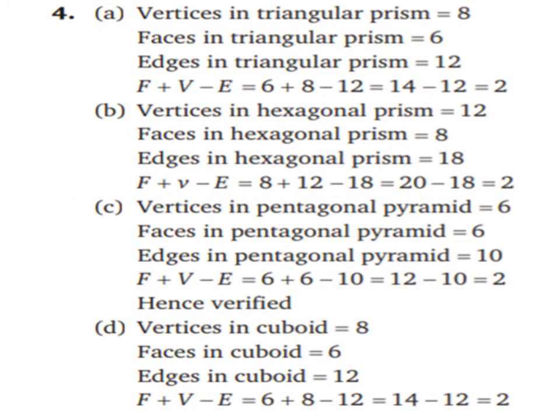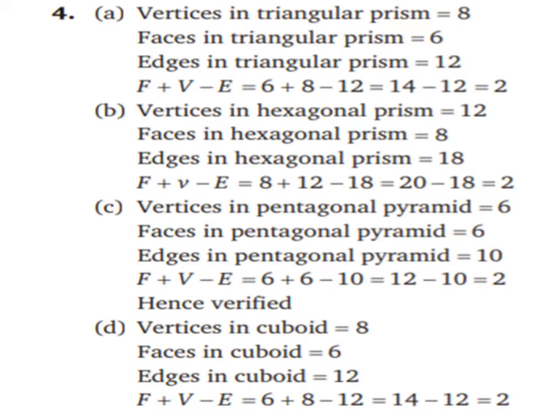Now question number 4, see in your book, verify the Euler's formula for the following shapes. So A part is triangular prism. So vertex in triangular prism equal to 8, faces in triangular prism equal to 6, edges in triangular prism equal to 12. So हम formula put करेंगे F plus V minus E equal to 6 plus 8 minus 12. F, V and E की value put कर देंगे. So 14 minus 12 equal to 2. So it means F plus V minus E equal to 2.